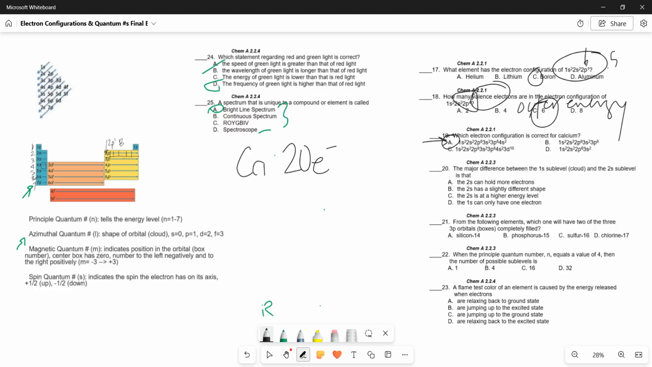So if I check this, it does match the diagonal rule. Okay, 20. The major difference between a 1s sublevel cloud and a 2s sublevel cloud.